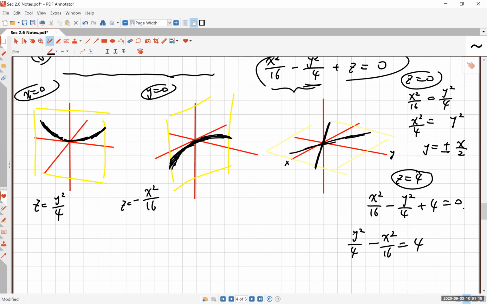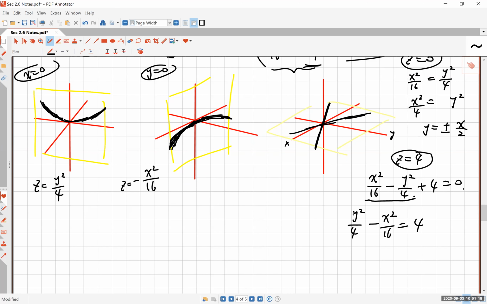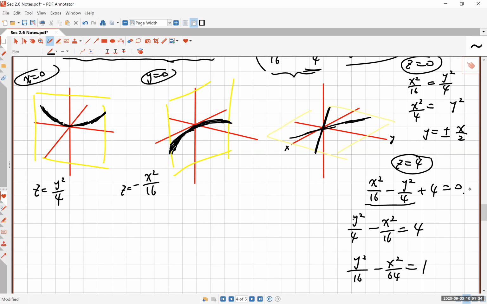Are we okay so far? I just moved these guys to the other side, right? And then swap the order. I can divide everything by 4, and I will get this is equal to 1. What does that look like? All right, so now I'm looking at z is equal to 4. That's 2, well, let's see.